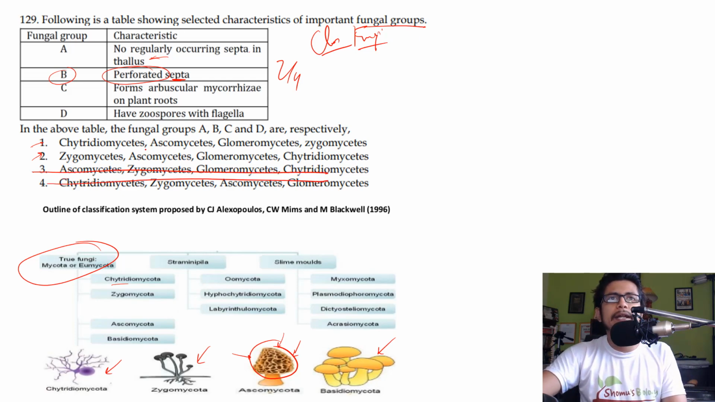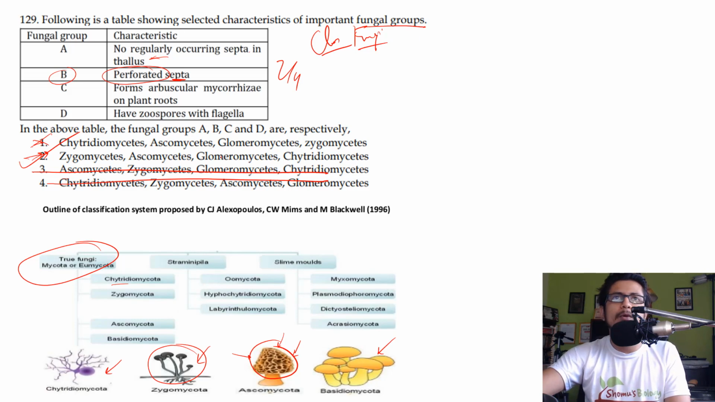Now between options 1 and 2, let's read the other one. No regularly occurring septa in thallus. That is in case of Zygomycota. There is no septa, no perforation is found there. So A will be Zygomycota. So Zygomycota will be the first one. Option 2 carries Zygomycota in the first one, and Ascomycota is second. That means option 2 is the correct one. Let's read the rest of them.